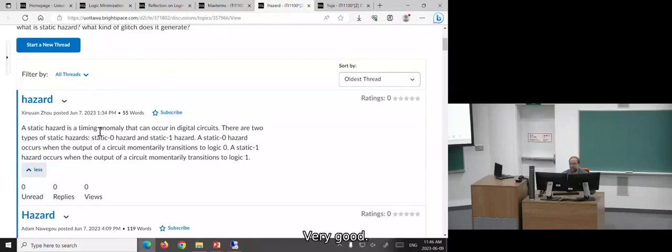occur in digital circuits. Very good. There are two types of static hazard, a static 0 and a static 1. A static 0 hazard occurs when the output of a circuit has transitions to logic 0. Yes, a static 0 is something that momentarily has a transition to 1. A static 1 is when you expect the output to be 1 and then momentarily goes to 0, comes back. So a static 0 is the one that transitions to logic 1, I guess.